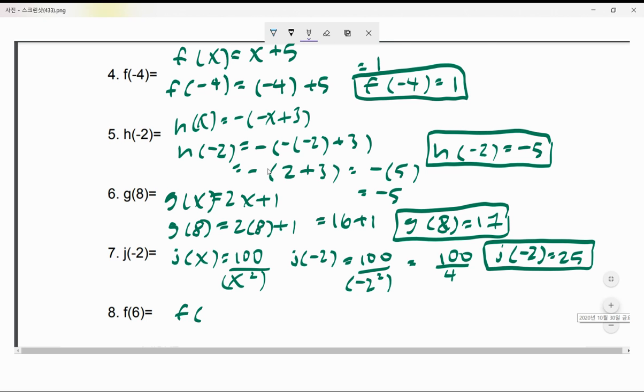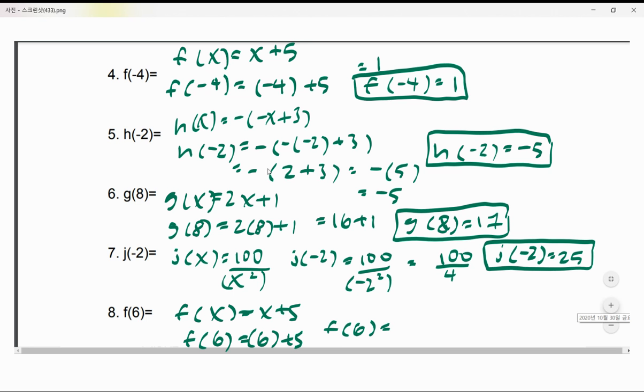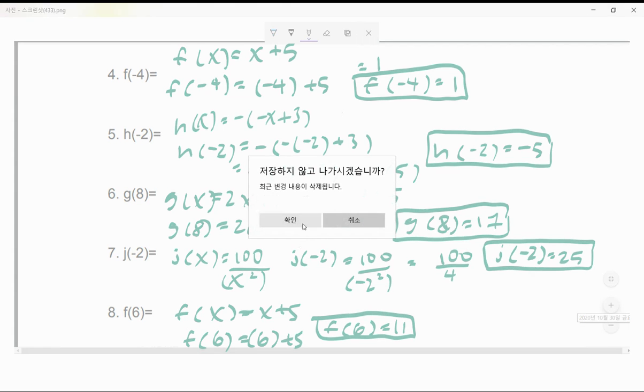Okay, f function. That's the first one we did. f(x) equals x plus 5. We are given 6, so 6 plus 5. f(6) equals 11. Cool. Yay. You got it?